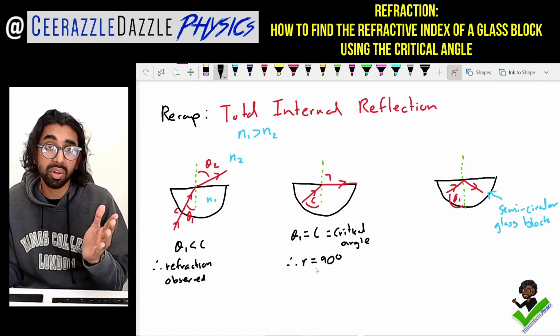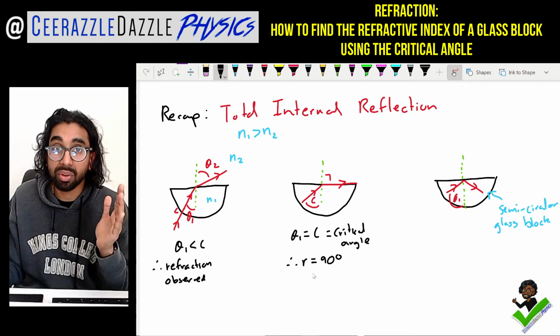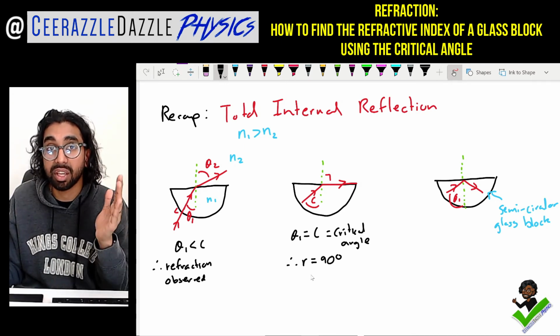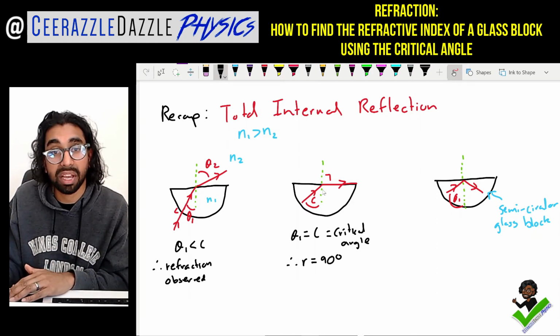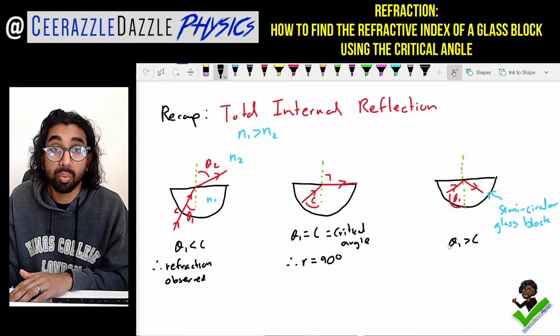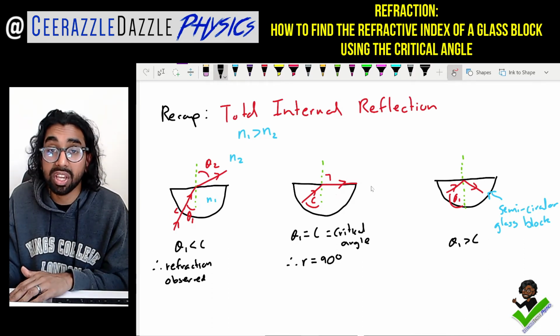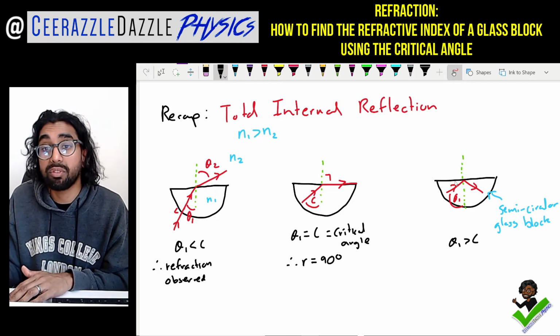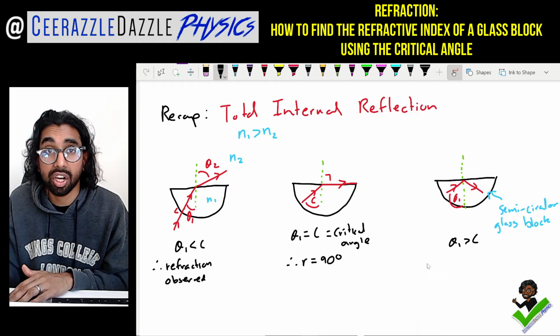So that's the critical angle, guys. The critical angle is the angle of incidence at which the refracted angle is 90 degrees, or along the boundary. What happens if theta 1 is greater than the critical angle? The light won't even go across the boundary. It will be reflected by that edge of the glass. This is known as total internal reflection.